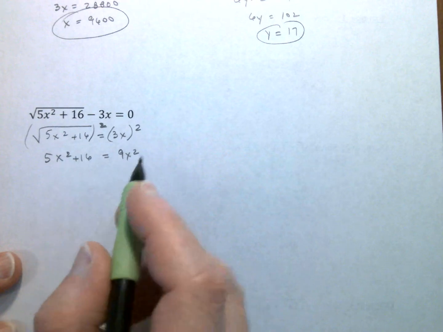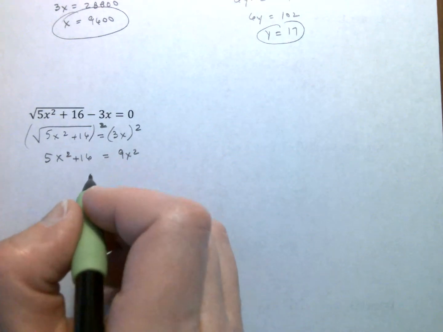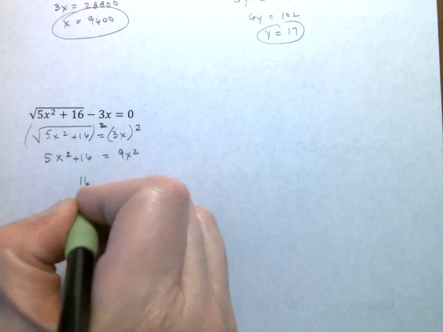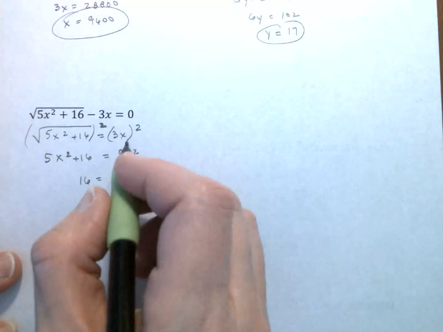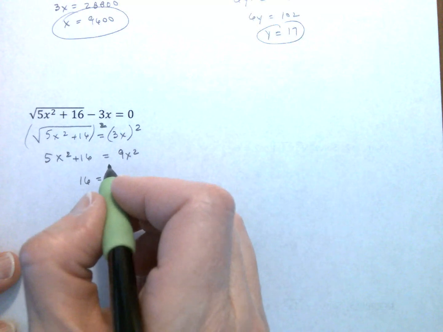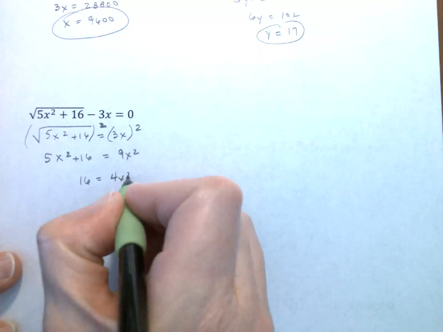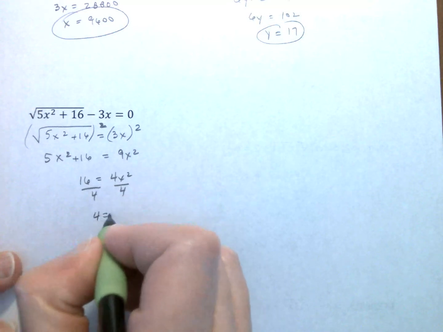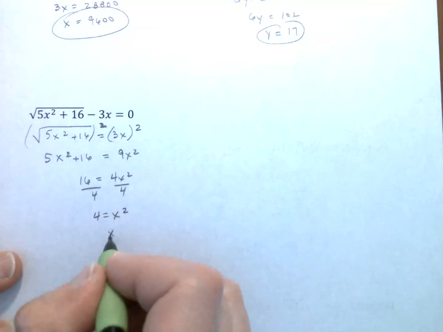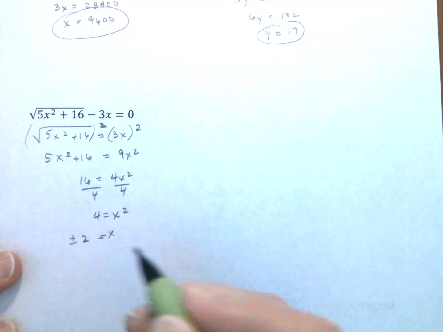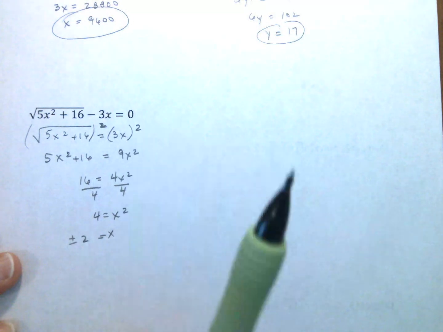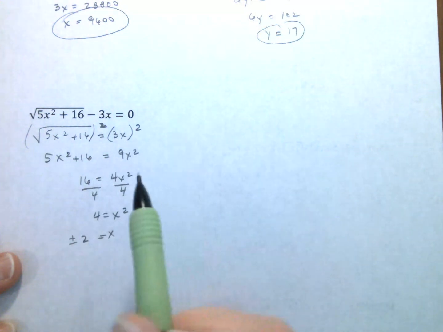I'm then going to solve for x, so that's going to give me, if I subtract 5x squared on both sides, I have 16 is equal to 4x squared. Divide both sides by 4. And I have 4 is equal to x squared, so x is equal to 2, and it could be plus or minus 2, but because of this right here, I know that only one of them is going to work, and it's probably going to be the positive.